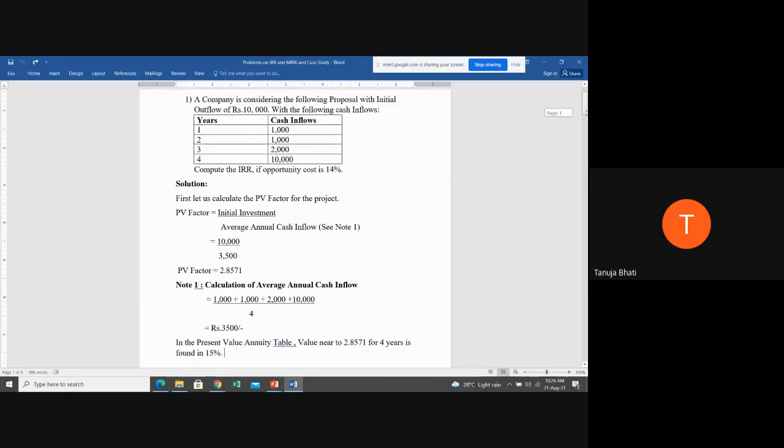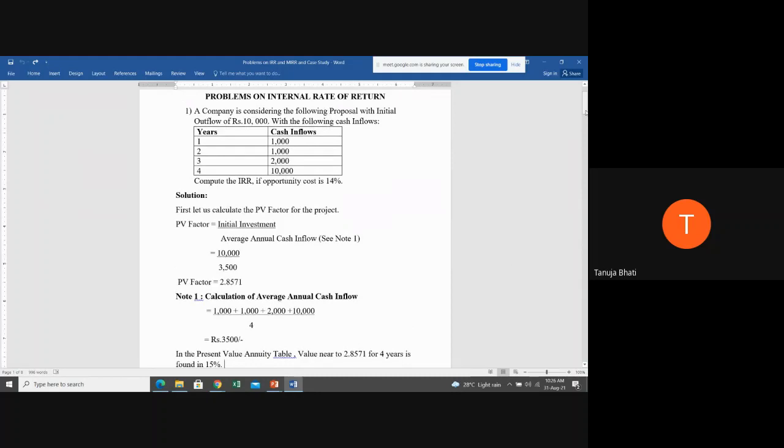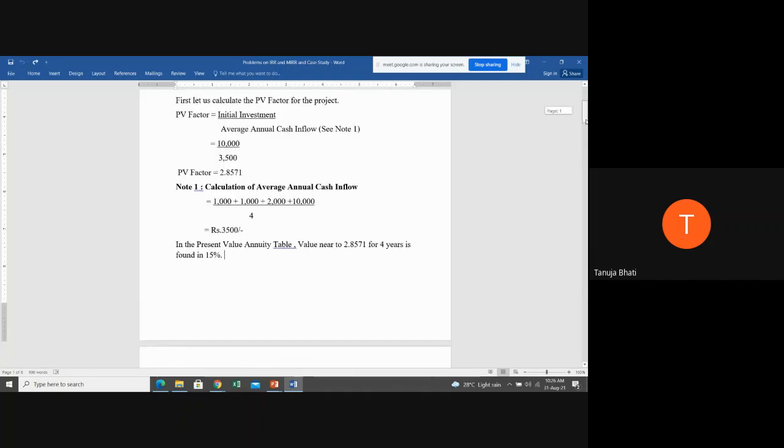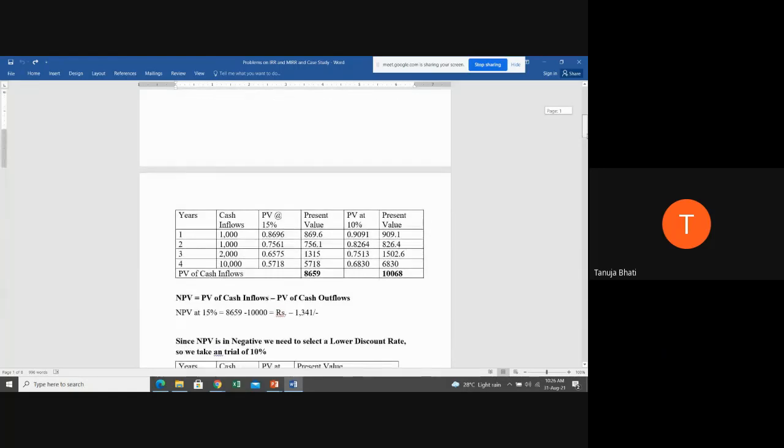Now, is our IRR 15%? How to cross check that? To cross check, we use 15%, and if NPV is coming 0, then our IRR is 15%. If NPV is not coming 0, that means we have to search for one more rate of return. So let us use 15% as the rate and calculate NPV.